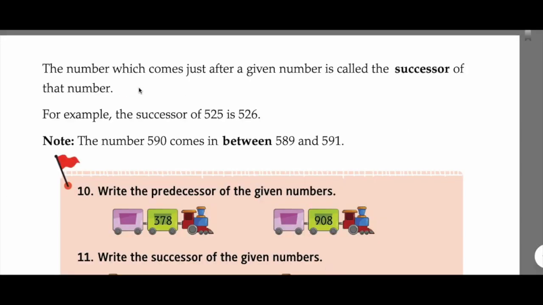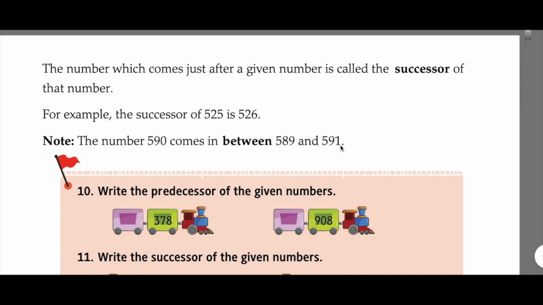The number which comes just after the given number is called the successor of that number. So successor means writing the after number of the given 3-digit number. For example, the successor of 525 is 526. So we have to write the successor of 525 is 526. Note, the number 590 comes in between 589 and 591.